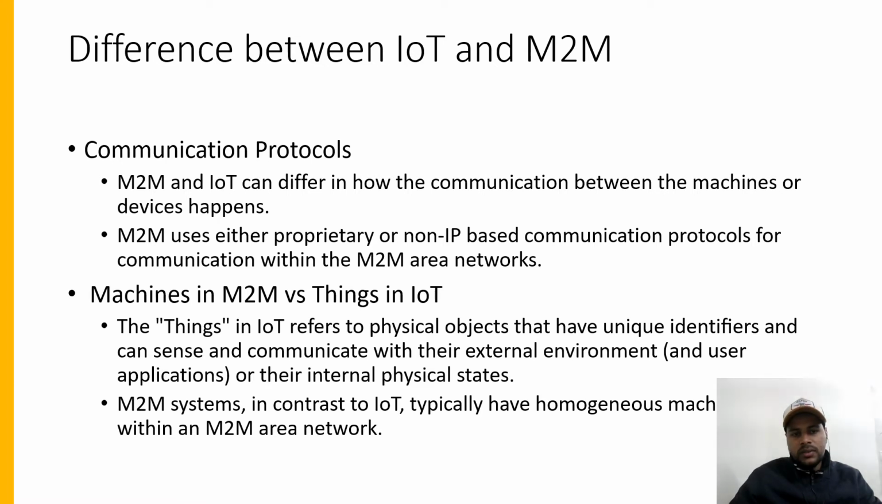Now the second difference is machines in M2M versus things in IoT. The things in IoT refers to the physical objects that have unique identifiers and can sense and communicate with external environment or their internal physical states. But M2M systems, in contrast to IoT, typically have homogeneous machines within an M2M area network. So these are the differences between IoT and M2M.